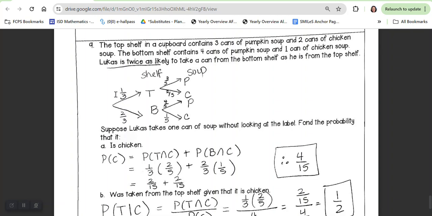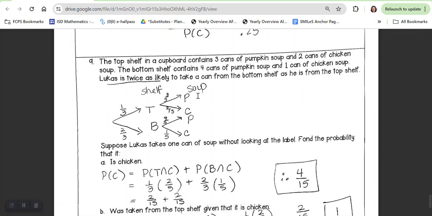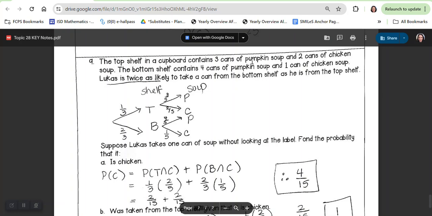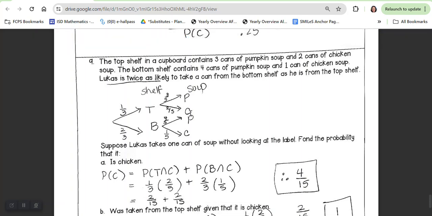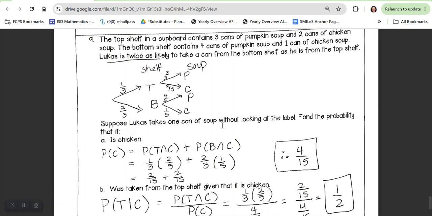Now once we know if he's going to the top shelf or the bottom shelf, we do know the probability that he's going to choose pumpkin soup or chicken soup, because the top shelf is 3 pumpkin and 2 chicken, so 3/5 and 2/5. The bottom shelf is 4 pumpkin and 1 chicken, so that's 4/5 and 1/5. Suppose Lucas takes 1 can of soup without looking at the label. Find the probability that it's chicken.